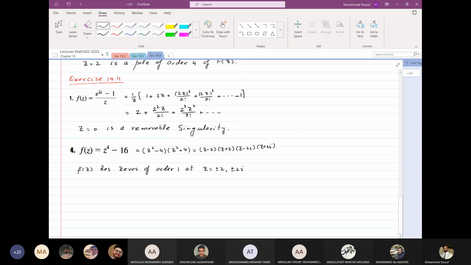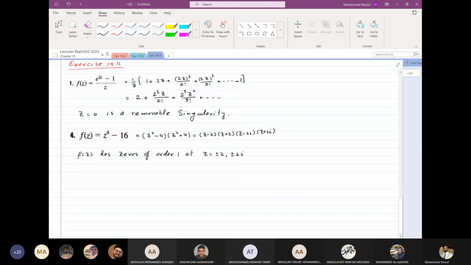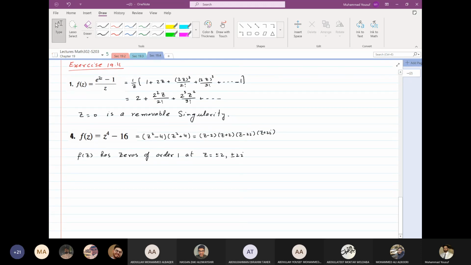So I missed that minus 1. And also now we can see if there is no minus 1, it will be a pole. And if there is minus 1, it is a removable singularity. That was my mistake. I didn't look at that.